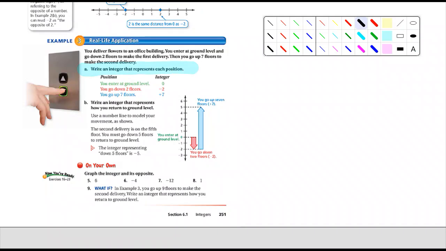Well, let's look at the first one. You deliver flowers to an office building. You enter at ground level. So we could just say 0 is ground level. And then it says you go down 2 floors. How do you go down? Oh, maybe they have basements. Some buildings you can go underground. So you go down 2 floors. And so then you've got a -2. And then you go up 7 floors.